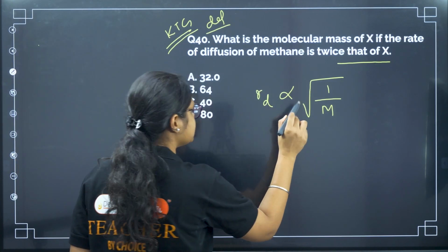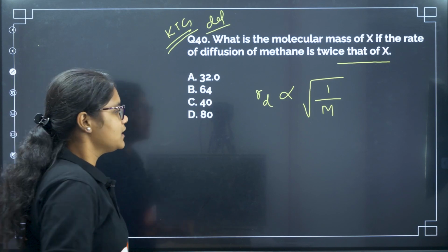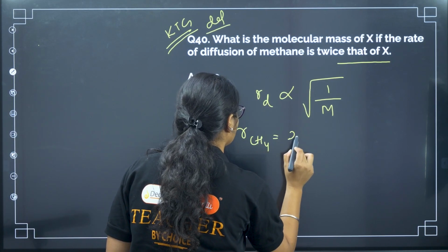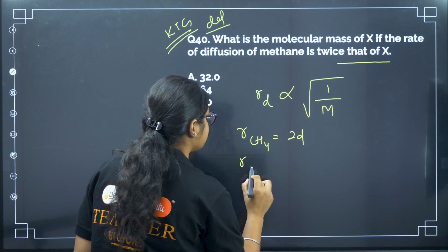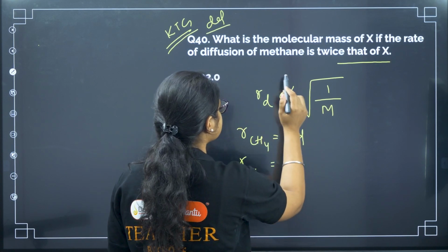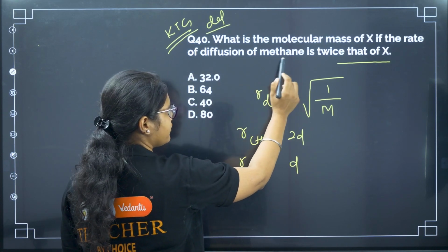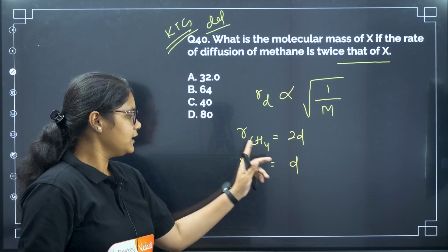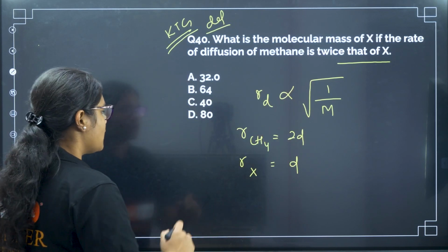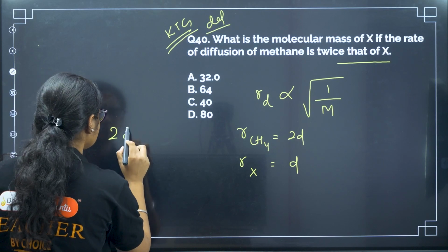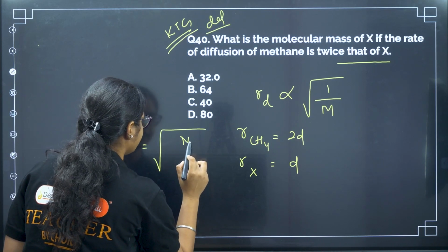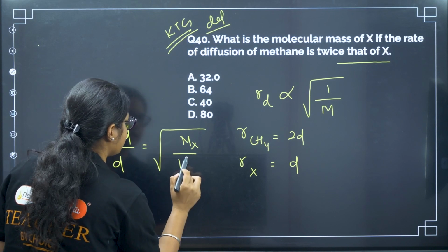Rate of diffusion is inversely proportional to the mass. So suppose the rate of diffusion of X is d. The question says the rate of diffusion of methane is twice that of X, so for methane it is 2d. Now if we solve this, 2d by d will be equal to the mass of X by the mass of methane, that is 16.